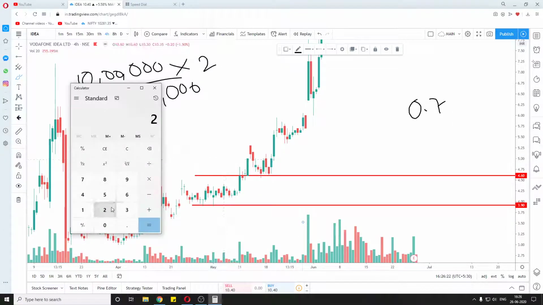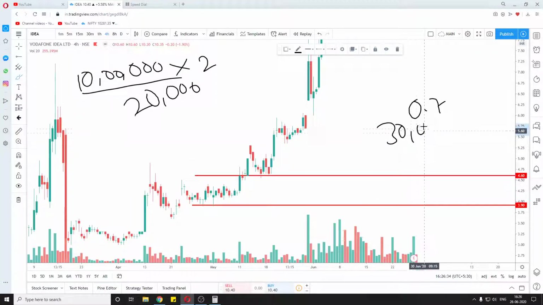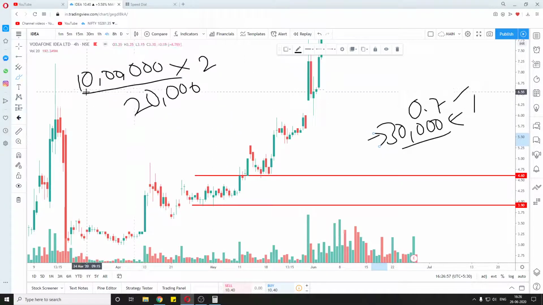Which means we can buy 20,000 divided by 0.7, so we can buy 28,500. Let's just take 30,000 as a round number for example. So we can buy 30,000 quantity, and if the price moves up, this is a positional trade. We can set the target for 1 rupee, and if the trade goes in our favor, we win. We make 30,000 rupees, which becomes 3% of our capital. So only with big capital can we make a good amount of profit.